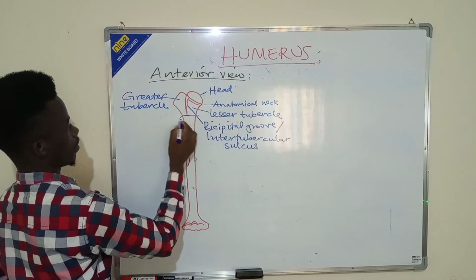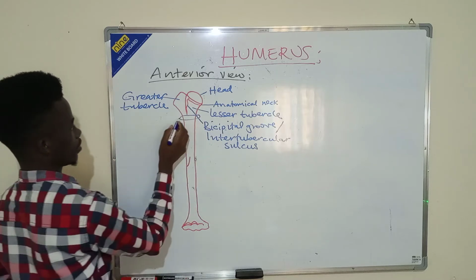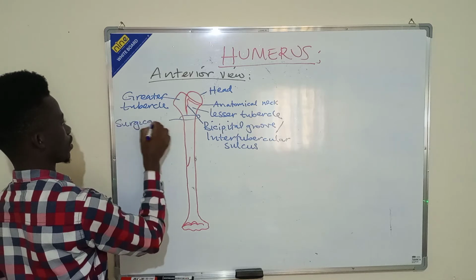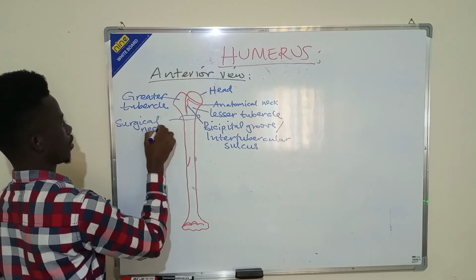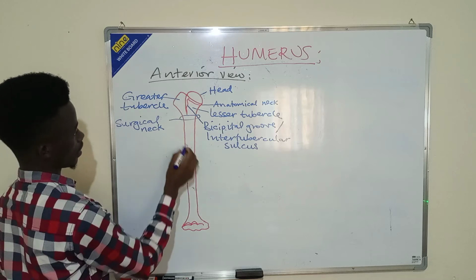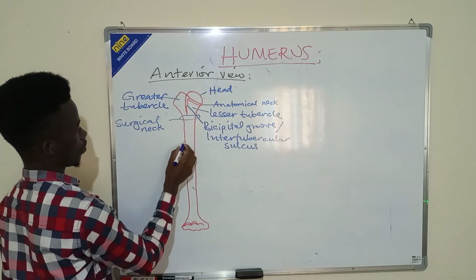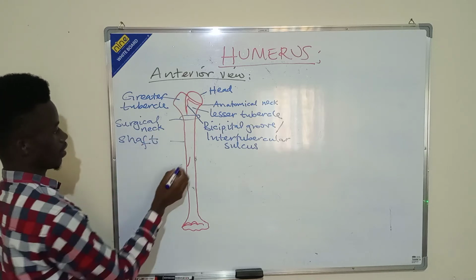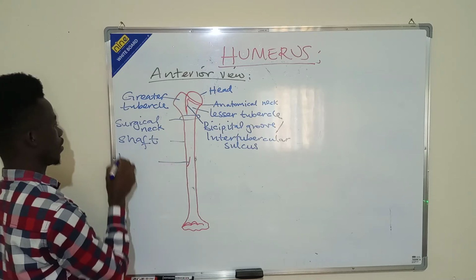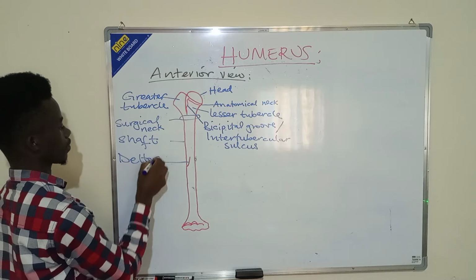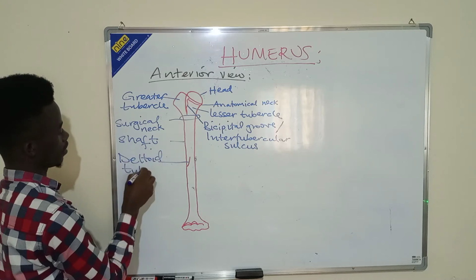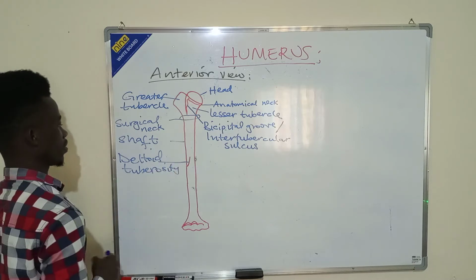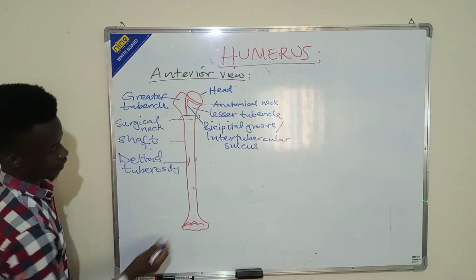Along here we have another neck, which is known as the surgical neck, where you see that ring. After the surgical neck, we come to the body of this bone, known as the shaft. Next we have the deltoid tuberosity, an important muscle attachment for the deltoid muscle, the muscle of the shoulder.